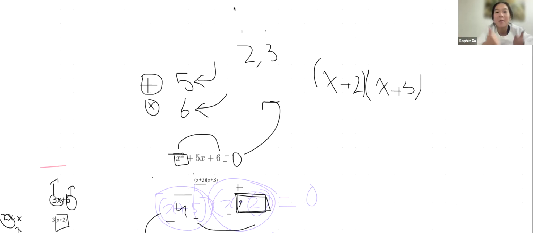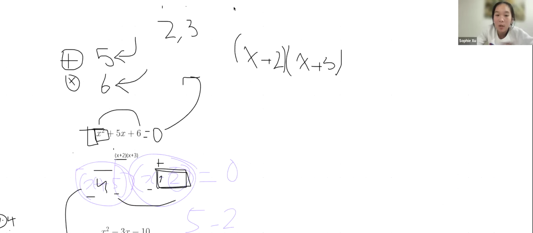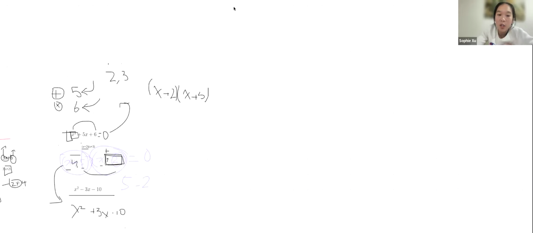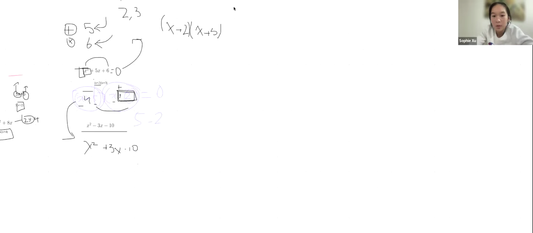Can you give me a thumbs up if it makes sense? All right. Okay. But sometimes the leading coefficient, the first coefficient, isn't 1. So let's do a problem where the coefficient isn't 1. All right, let me just screenshot and paste it in. Try this problem.